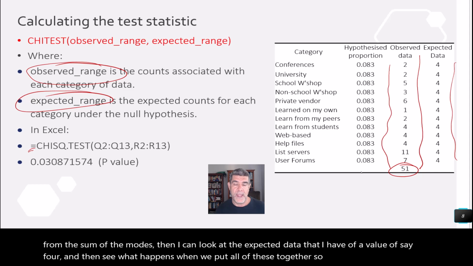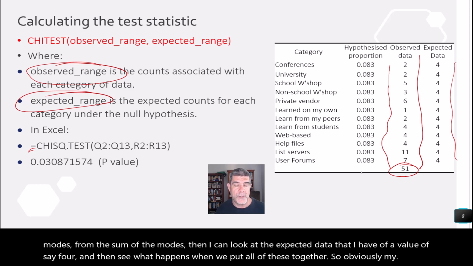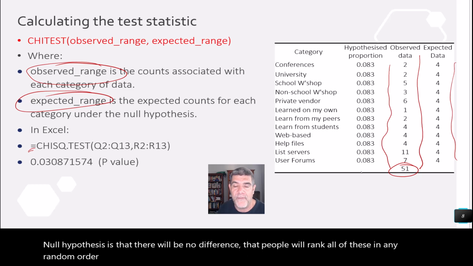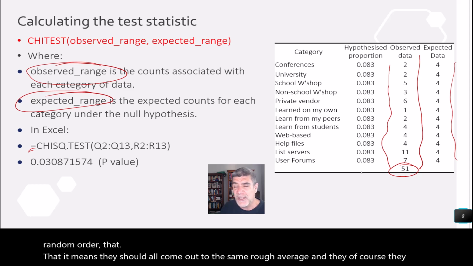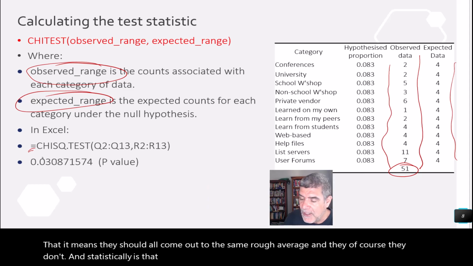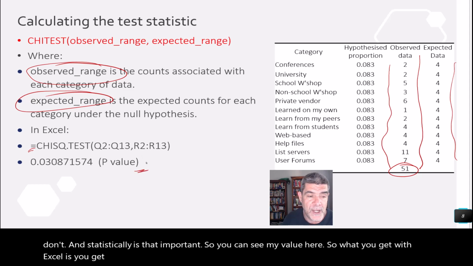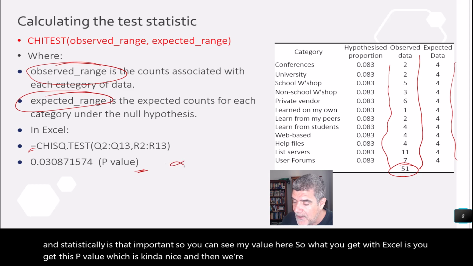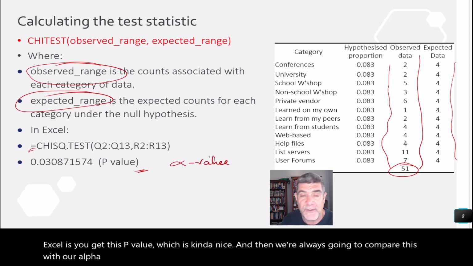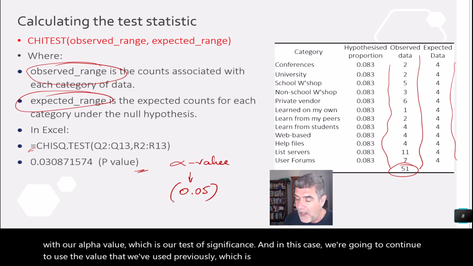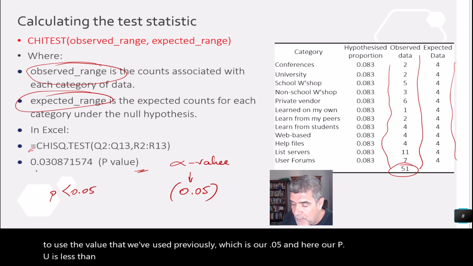So obviously, my null hypothesis is that there will be no difference, that people will rank all of these in any random order. They should all come out to the same rough average, and of course they don't. And statistically, is that important? So you can see my value here. What you get with Excel is this p-value, which is kind of nice. And then we're always going to compare this with our alpha value, which is our test of significance. And in this case, we're going to continue to use the value that we've used previously, which is our 0.05. And here our p-value is less than 0.05, it's 0.03.